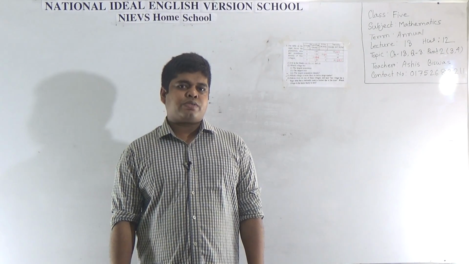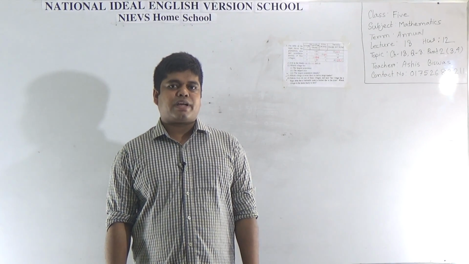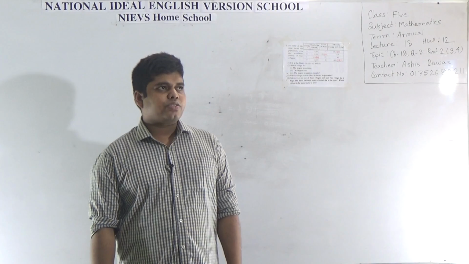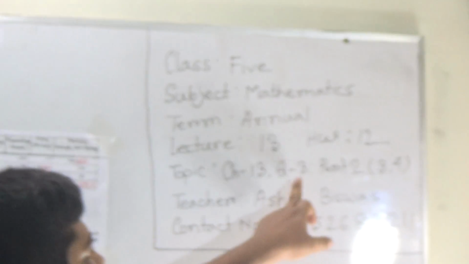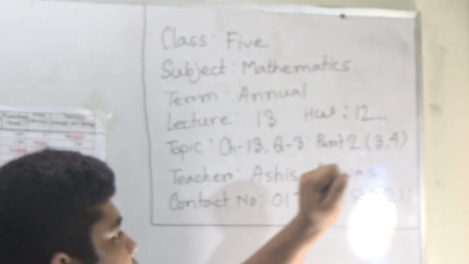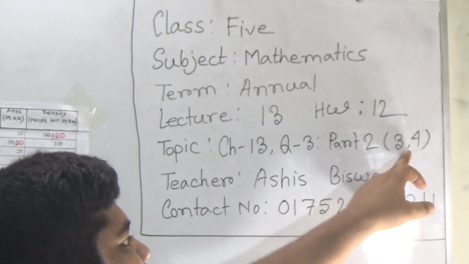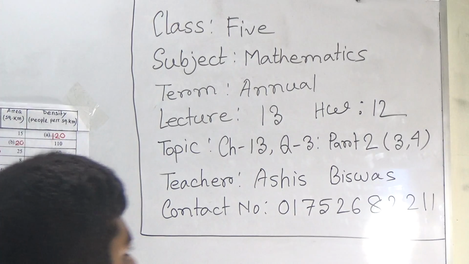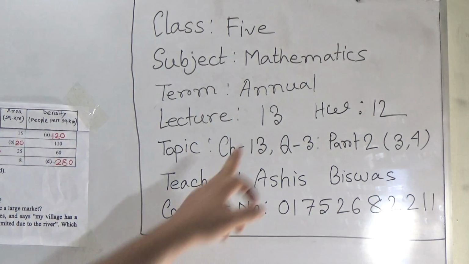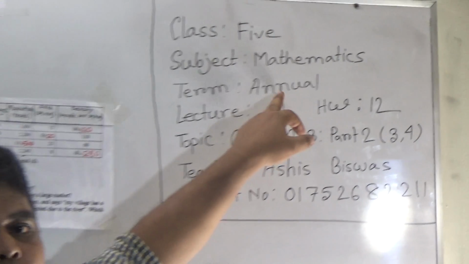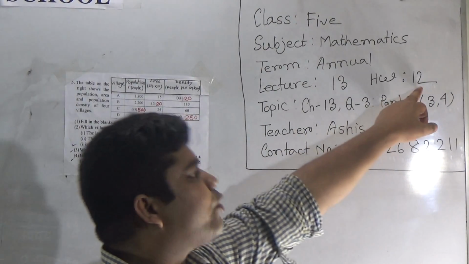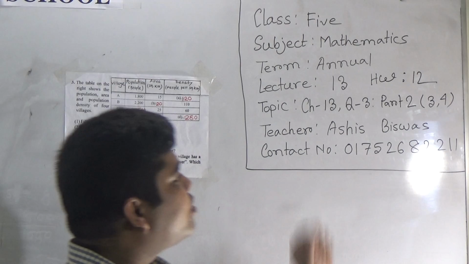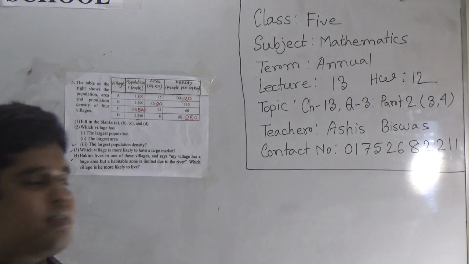Today I am going to take a math class for the students of class 5. Our today's topic is chapter 3, question number 3, part 2. In part 2 we shall solve question number 3 and 4. My dear students, today is our lecture number 13 of annual term, and today our SW number will be 12. Today's CW will be your SW.